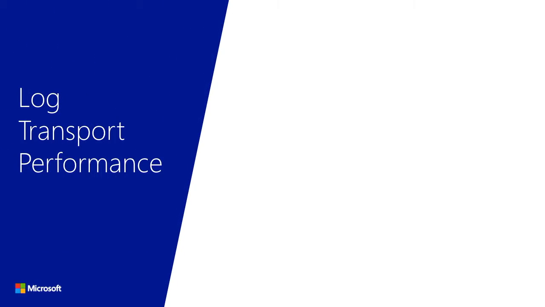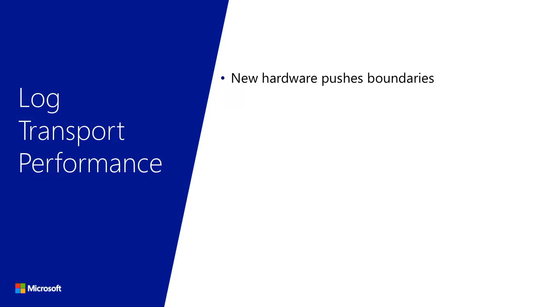First, I'm going to talk about the increase in log transport performance. The way the availability groups feature works is that we transfer the changes from the primary database to all the secondary databases over the network. That's what allows us to keep all the databases in sync. And that can be a performance bottleneck if the network isn't keeping up with the changes in the primary database. With recent hardware changes, we've been challenged to keep up as well.